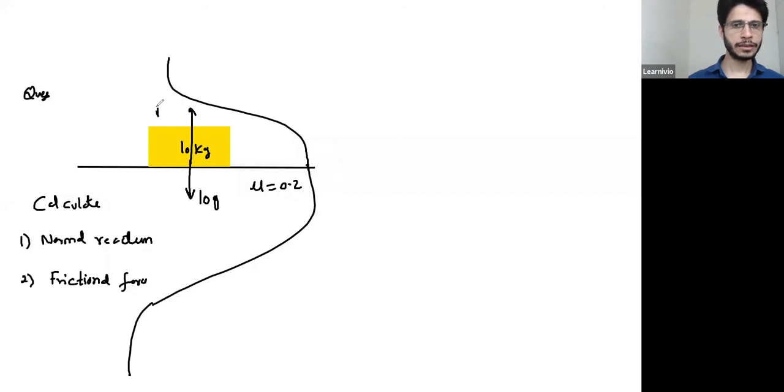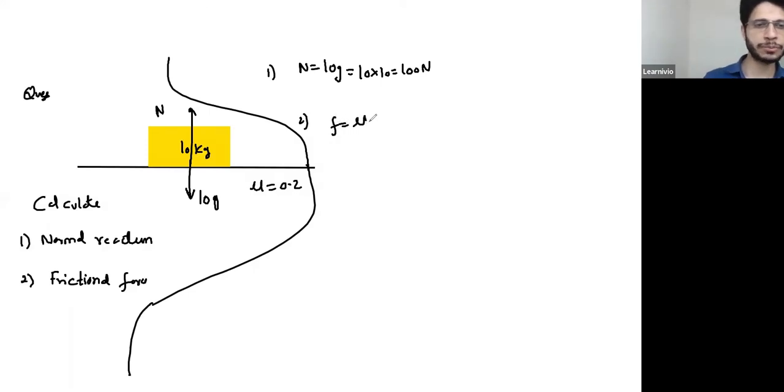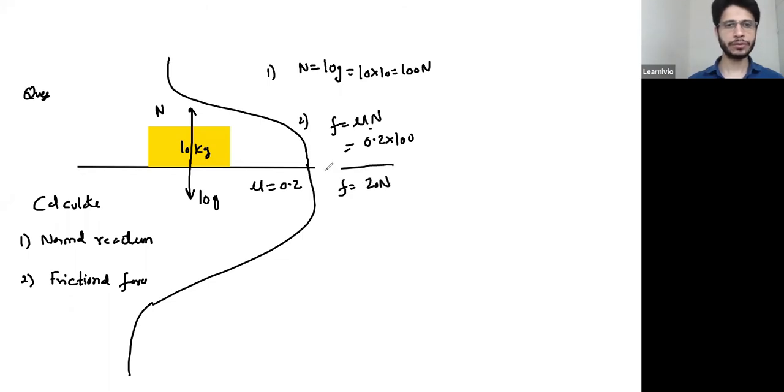This is weight and this is the normal reaction. So the normal reaction is 10g here. Yes, Fatma, you are correct. 10 into 10, which is 100 Newton. That's the first part. The second part, you can write your friction as mu into N. So mu is 0.2 into N, which is 100. So friction is 20 Newton.